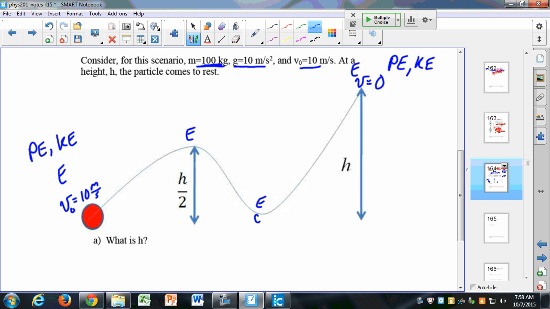So at the bottom, at that initial point, at h equals 0, which do I have? Do I have potential energy? Do I have kinetic energy? Or do I have both? I only have kinetic. And the reason is that the height at that point is equal to 0, and so there is no potential energy.